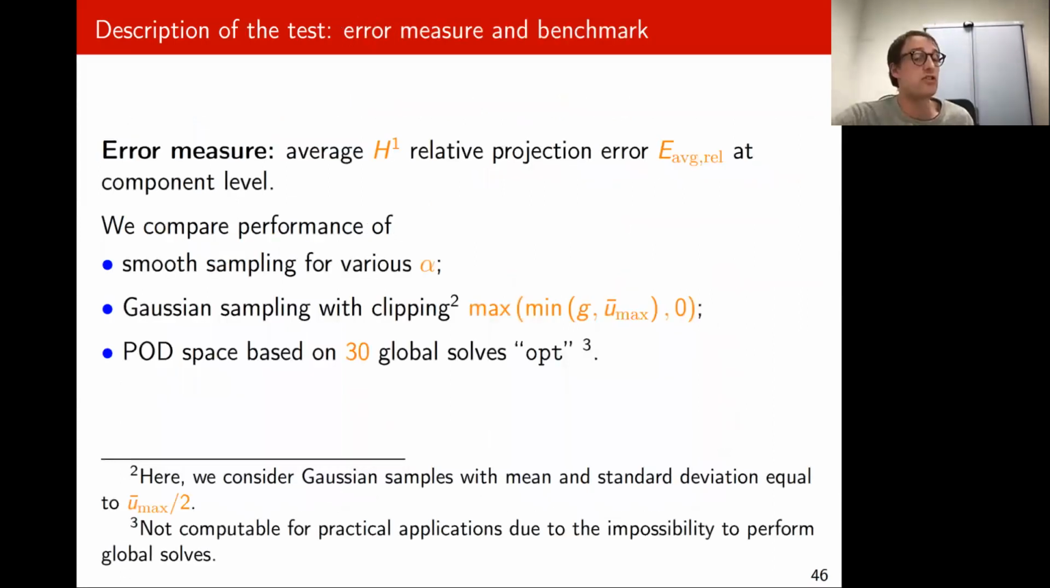Let me now present the error measure. So we consider the average H1 relative projection error at component level, and we compare performance of smooth sampling for various values of alpha, Gaussian sampling with clipping, meaning that each Lagrangian node on the port is treated as an independent Gaussian random variable and is clipped so that it's going to stay between 0 and U max. And then a POD space based on 30 global solutions. So what you can see is that basically this one is not really computable for practical application because this relies on global solutions, but is important as benchmark, okay?